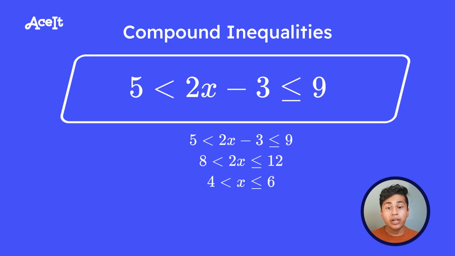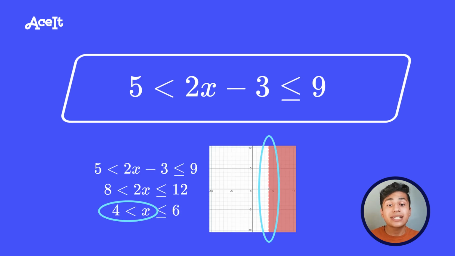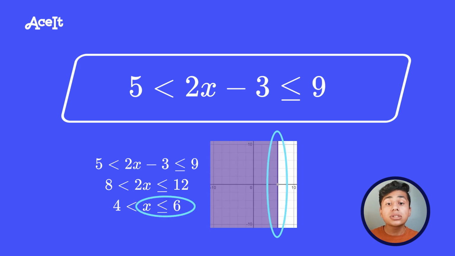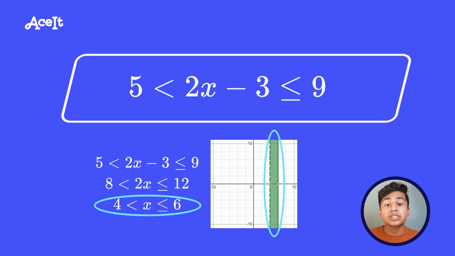So first we add 3 on all sides, and then we divide by 2 on all sides to get 4 is less than x, which is less than or equal to 6. To graph this, we know that x is greater than 4, since we know that 4 is less than x. So we have a dashed line at x equals 4, and everything above that is shaded. We also know that x is less than or equal to 6, so let's make a graph for that. Then, for the compound inequality, we take the shaded region that's between these two inequalities, where we have 4 is less than x, which is less than or equal to 6.